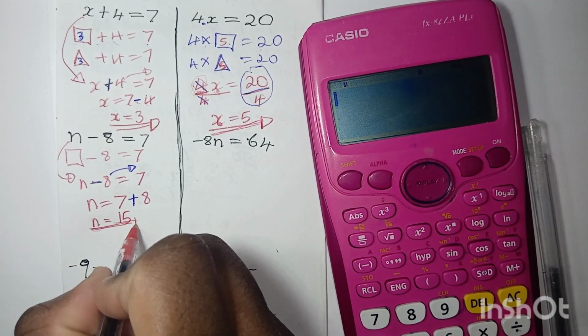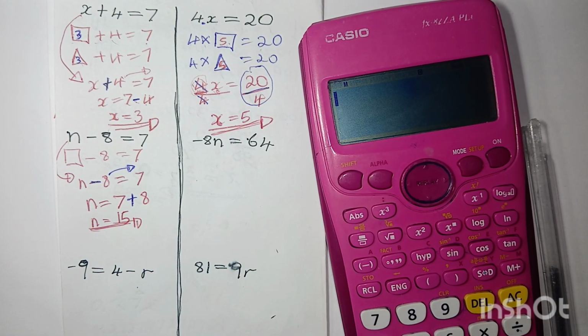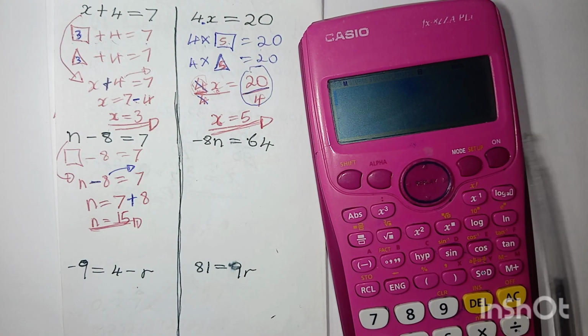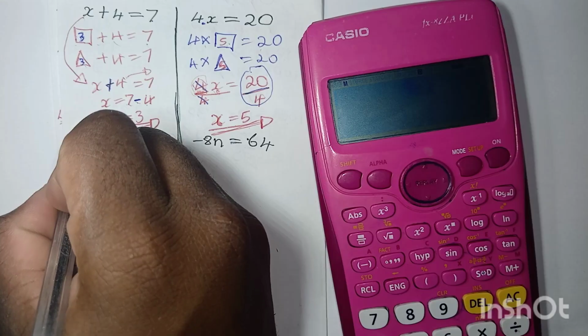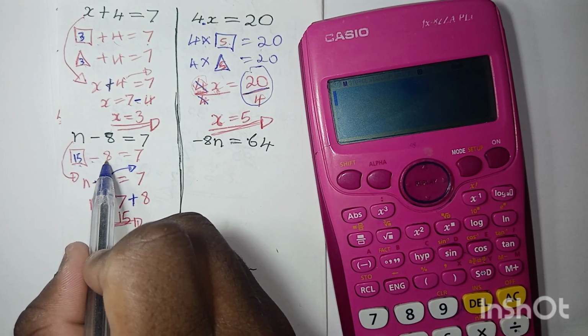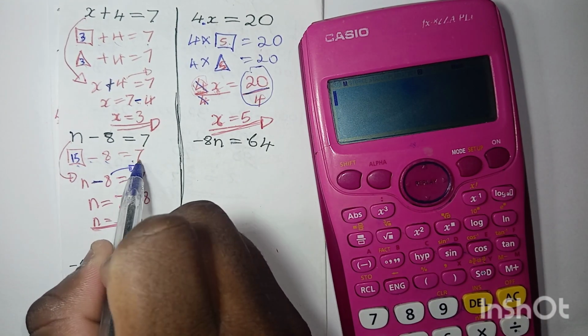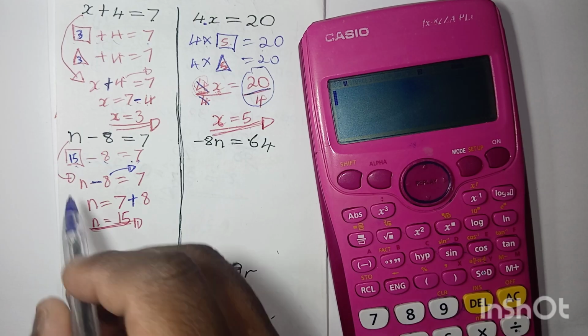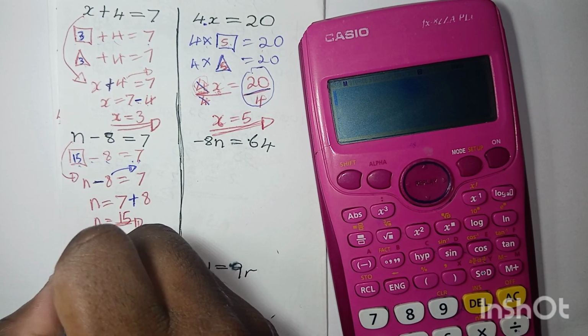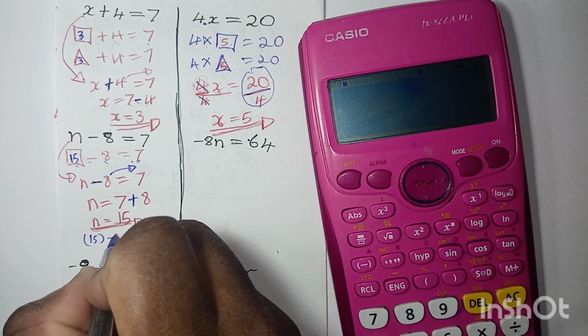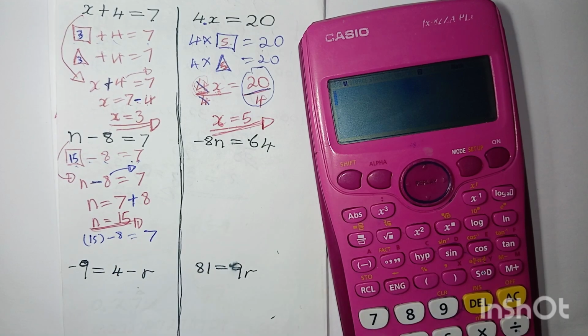The value of n there is 15. This tells me that, guys, inside the box there must be 15. Meaning 15 minus 8, it will be what? It will be 7. Do you see, guys? Even if you just substitute it here, 15 minus 8, you find out that you get 7. Meaning that answer is correct.